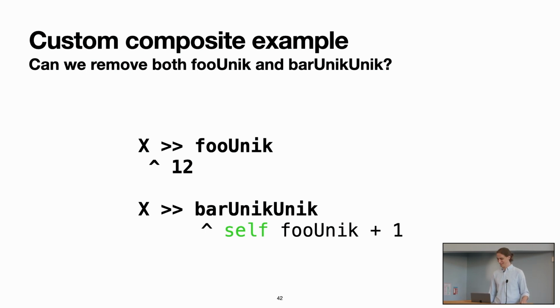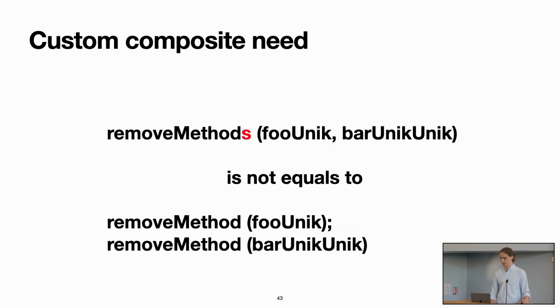So actually, it's not, because the remove method refactoring will check that you don't have any references. And if you remove two of them, it checks one by one. So it will say, oh, bar has a reference to foo, so you cannot remove it, even though we are removing them together. So the point is that removing multiple methods together and removing them one by one is not the same.